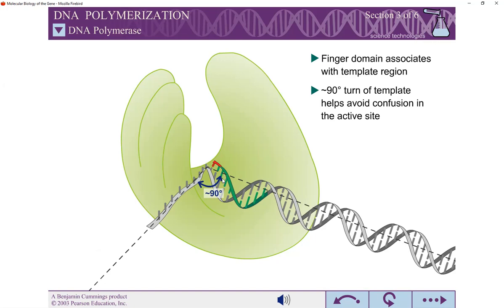Now, there is a turn that has been introduced in the helix of the DNA. You can see this black line indicates the helix of the DNA. This is the helix of the DNA. This helix of the DNA has a turn, and that turn is of 90 degrees. See, this is the turn. Once the turn has been made, the angle which this DNA makes is 90 degrees. The 90-degree turn of the template helps avoid confusion about where the active site is, so that only a single nucleotide is exposed at the active site of the DNA molecule.